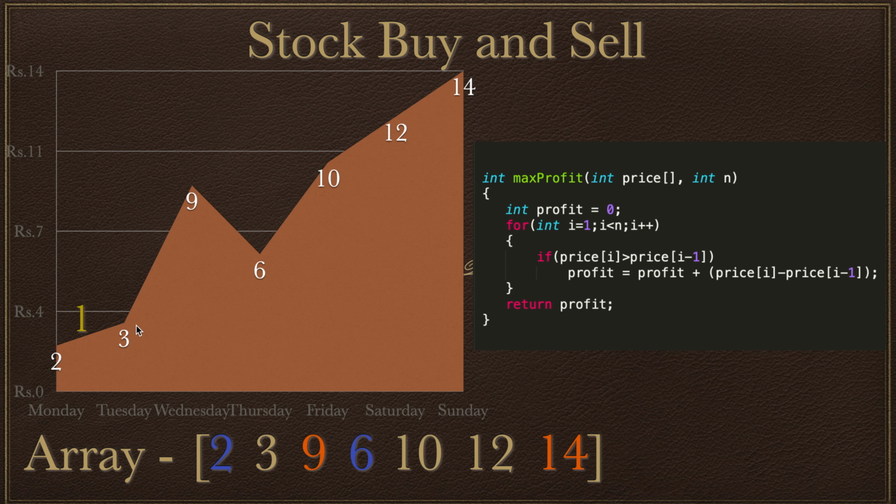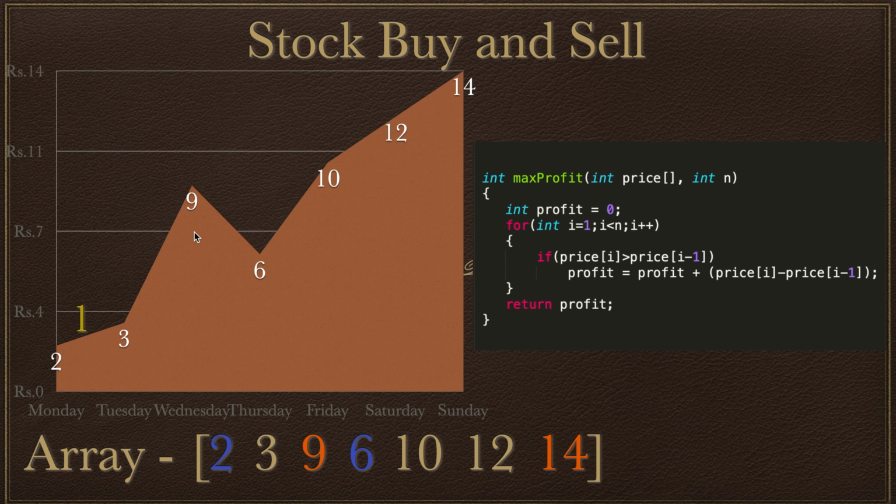So my profit will be added here. For example, let's say I am on an index where my current price is actually less than the previous price, so I'll not add the profit here. When my i is 1, it will check if price of i is greater than price of i minus 1. It is greater, so profit is equal to profit plus price of i, that is 3, minus price of i minus 1, that is 2. I'll make a profit of 1.